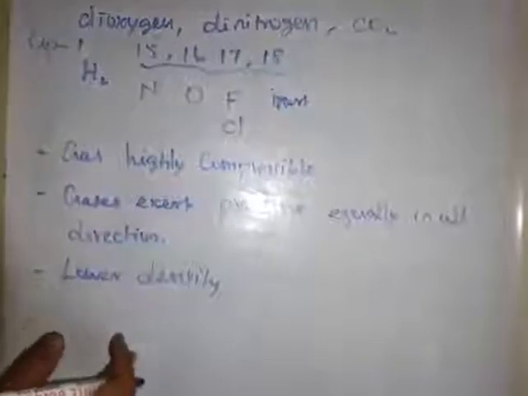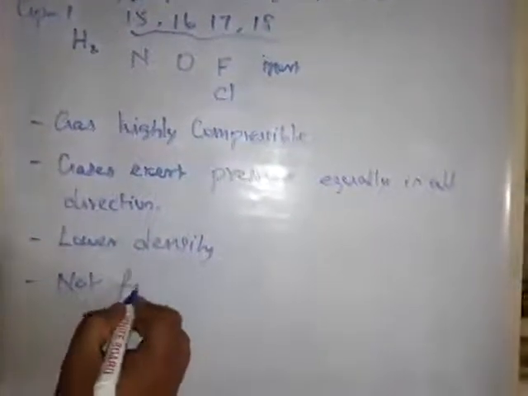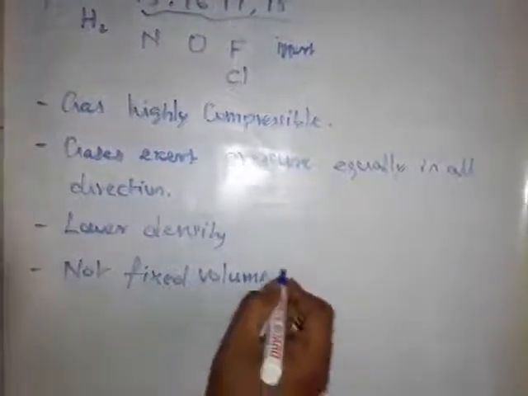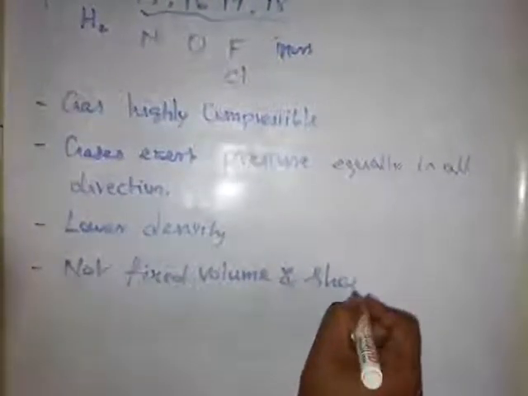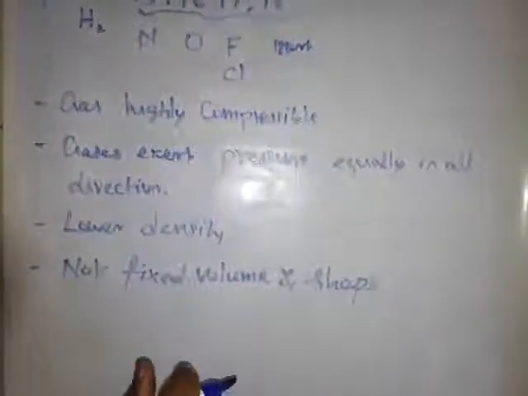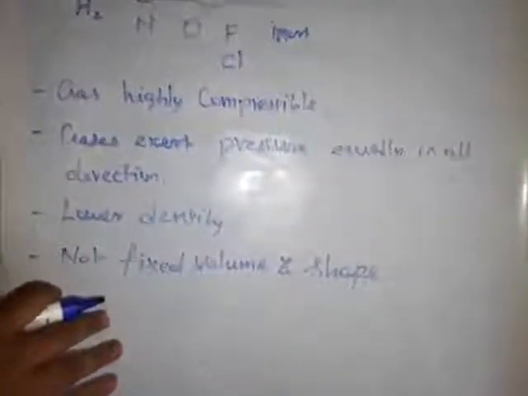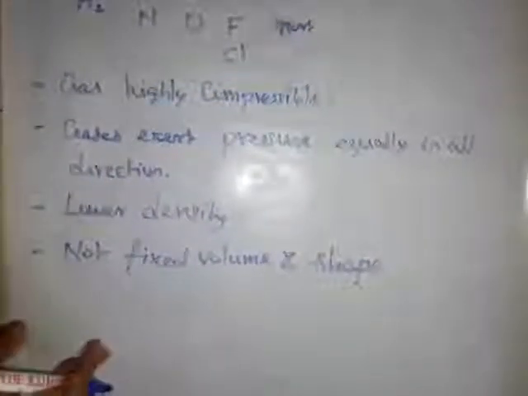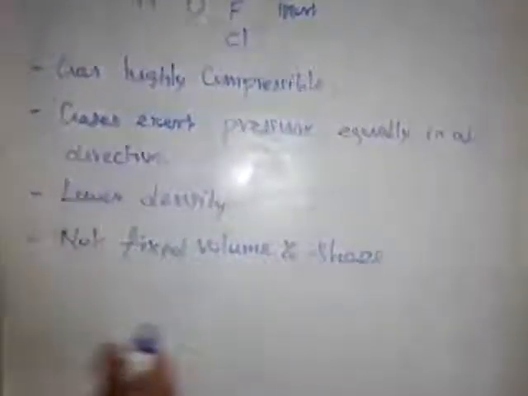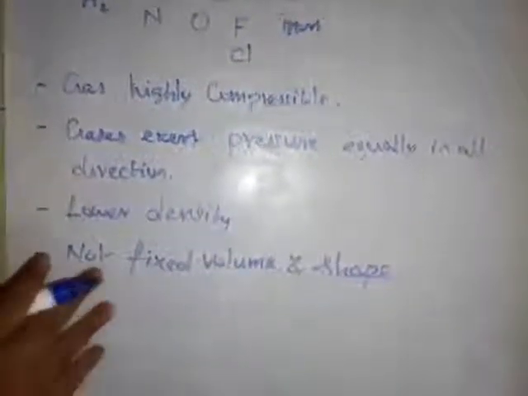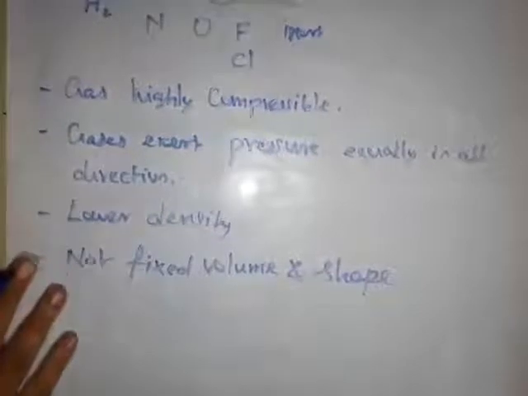Then gases do not have a fixed volume and shape. They assume the volume and shape of the container. That means gases mix evenly and completely in all proportions without any mechanical aid. So these are the main characteristics of the physical properties of gases.